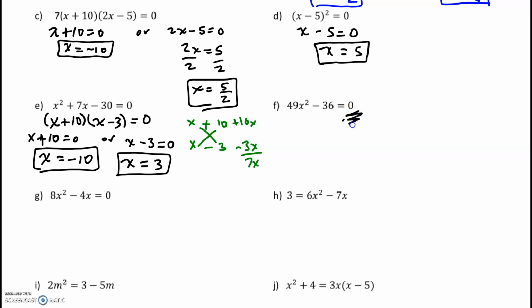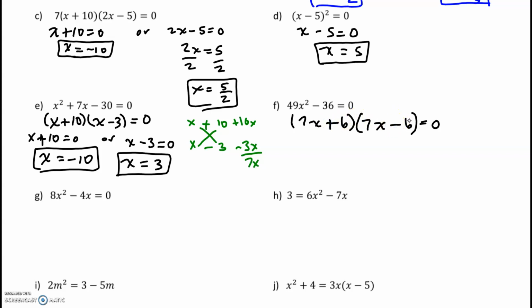So step 1, does it equal 0? Yes. Step 2, is it factored? No. So we have to go ahead and factor it. I recognize this as a difference of squares. I can see that I have a perfect square, subtract another perfect square. So that means that the front of my bracket is going to be 7x, and the back of my bracket will be 6. And then I know 1 is positive and 1 is negative.